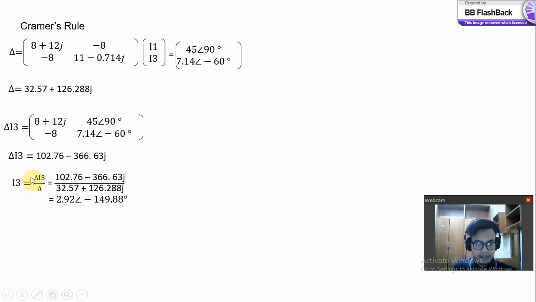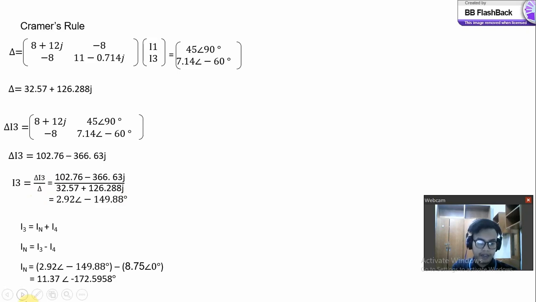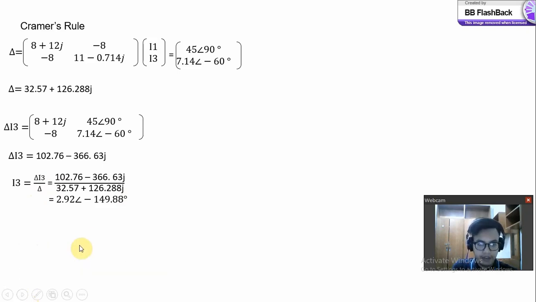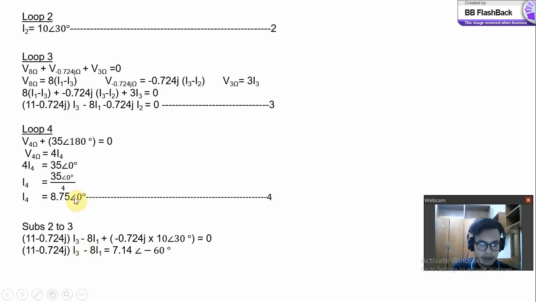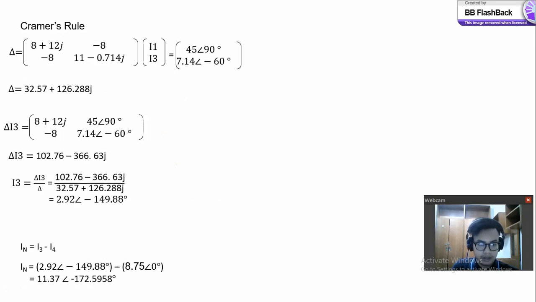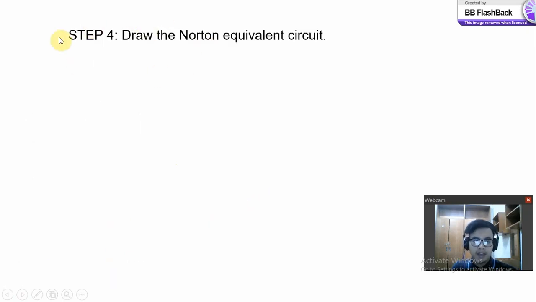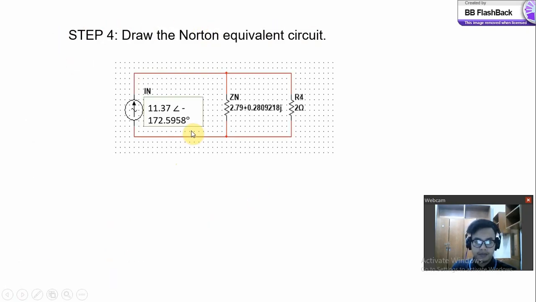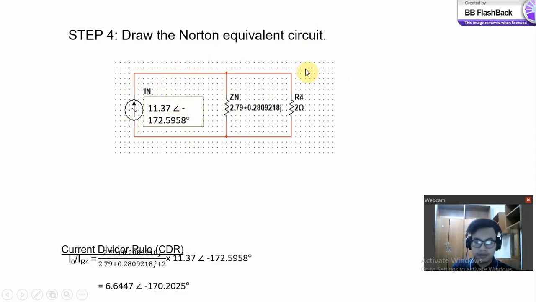After it, find I3 by dividing determinant I3 with the determinant. This is the value. And find the In by dividing I3 with I4. This is I4. Okay, and we get the value of In. The last step, draw the Norton equivalent circuit. This is the Norton equivalent circuit. The Zn that we got just now. The In we got just now.